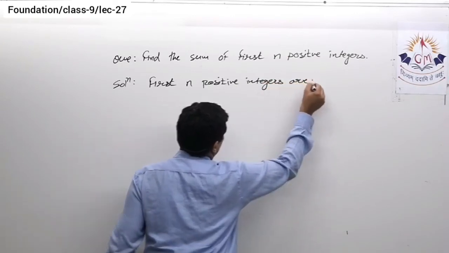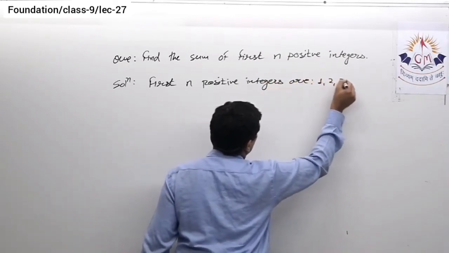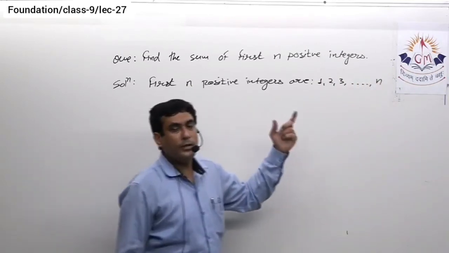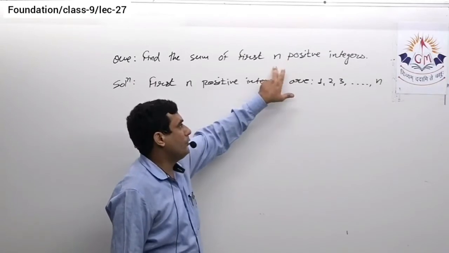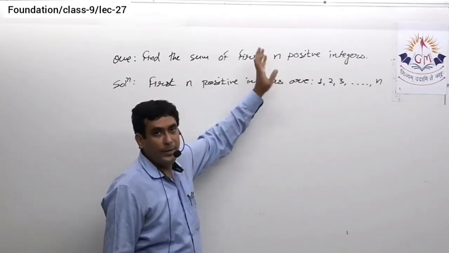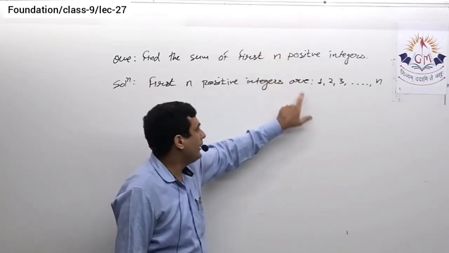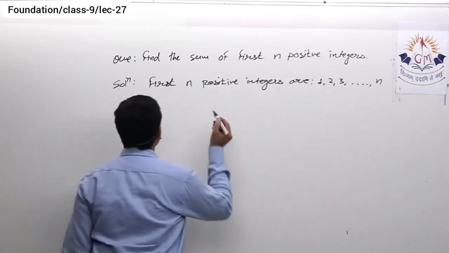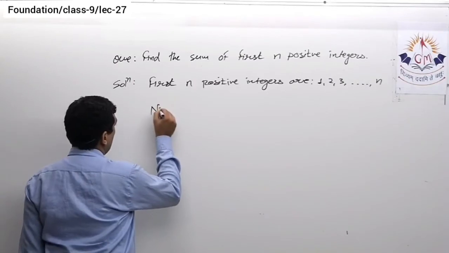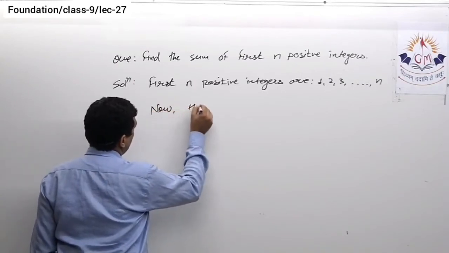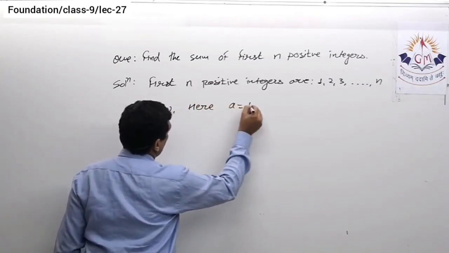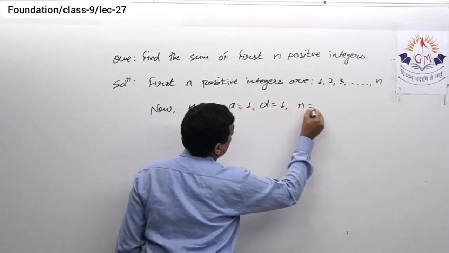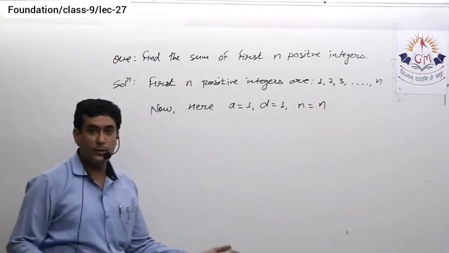are, will start from 1, 2, 3 and up to n, because n isn't any numeric value, that is as per the previous question. Over there it was 1000, might be 10,000, might be 700, but here they are n positive integers, so last integer will be n, nth integer. Now here a is equal to 1, d is equal to 1, and n is equal to n. Okay, nth term is n itself.